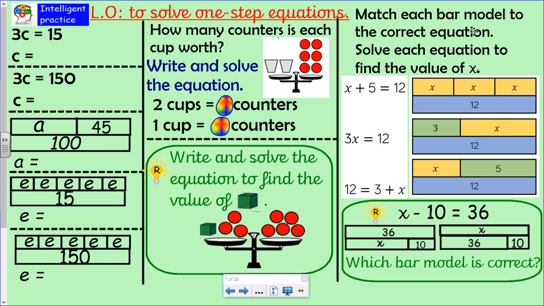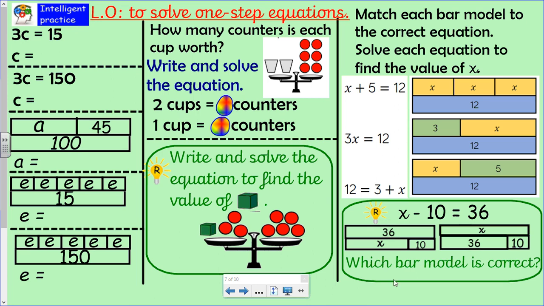Okay. Match each bar model to the correct equation. Solve each equation to find the value of x. There are 2 jobs here. Which bar model, hopefully you can see there's 3 different bar models, matches which equation, and when you've worked that out, what is the value of x in each of these 3 equations?